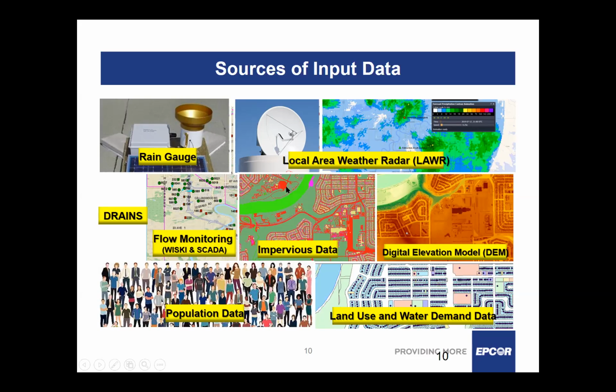The next is the impervious data. We've got the impervious area mapped for the whole city as well. I've just shown a snapshot.